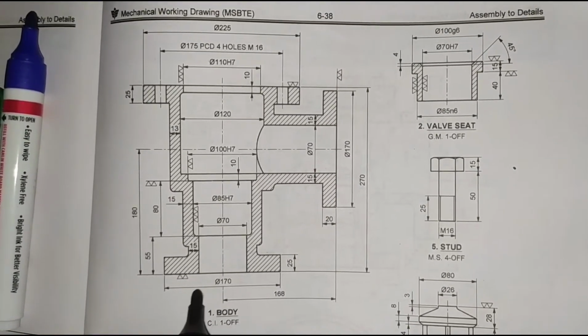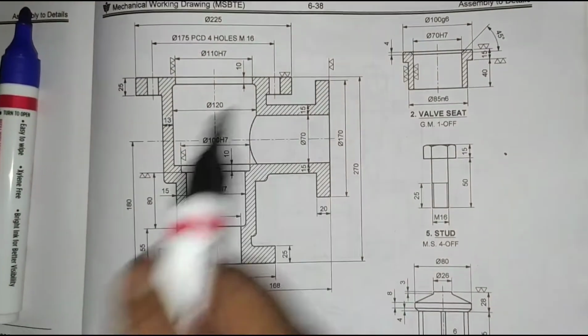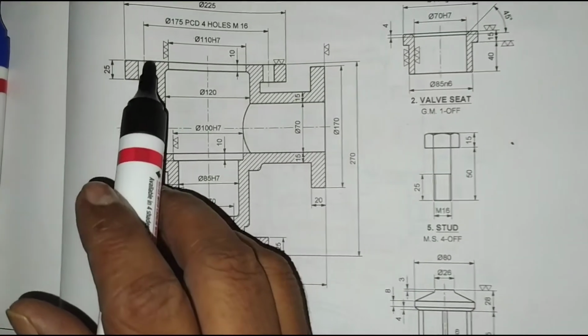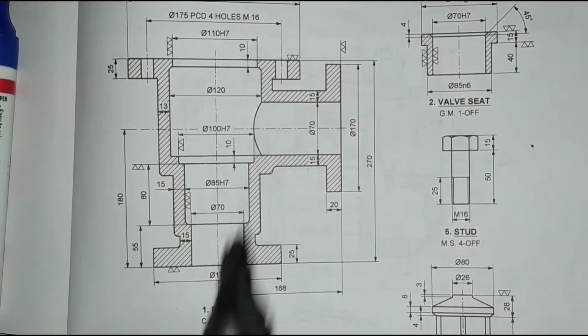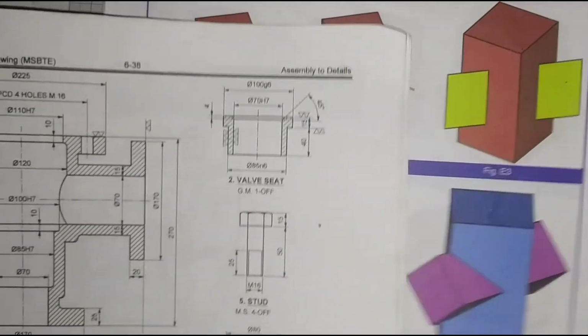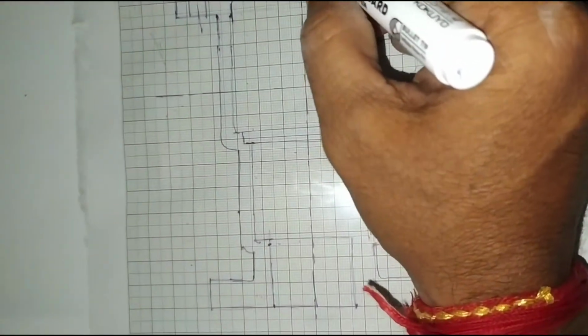What is the base diameter? That is 170. What is the total height? 270. What is the diameter of the upper, top portion? That is 225. First we have to draw the vertical center line. We draw the first vertical center line.